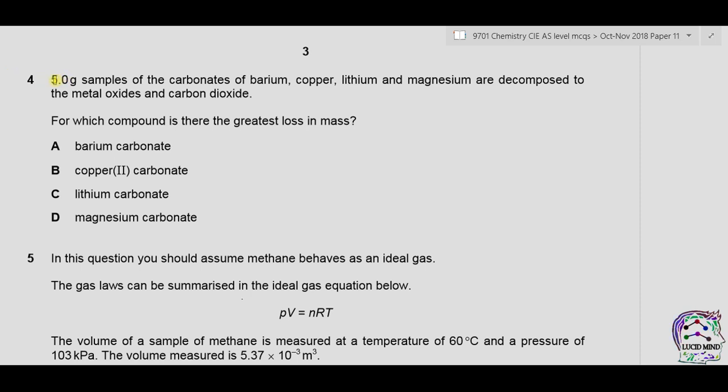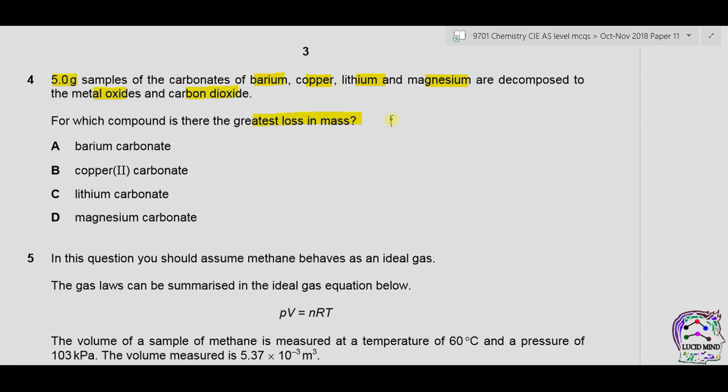Question 4. 5 gram samples of carbonates of barium, copper, lithium and magnesium are decomposed to metal oxides and carbon dioxide. For which compound is there the greatest loss in mass? Let's first find the molecular masses of these carbonates and number of moles from this given mass.